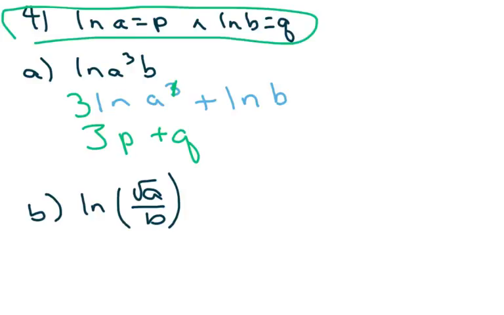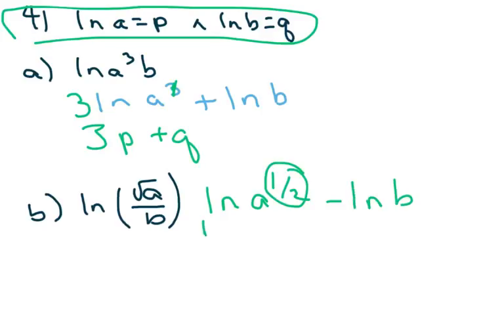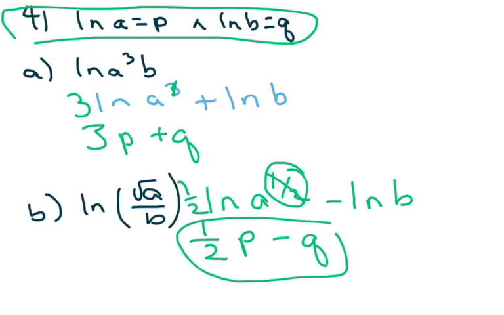on the test. This one, I'm going to go ahead and write as ln of a to the 1/2 minus ln of b. Use my power property and put that in front. So that goes in front. So a is p and b is q. And that would be your answer.